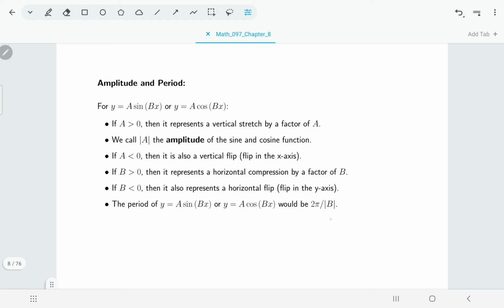Again, just like with period, I'm putting an absolute value on because amplitude, just like period, is a distance. It's the distance from the middle to the top or the middle to the bottom. Either way, distance needs to be a positive number. So if a were negative, I should put an absolute value on it when I say there's my amplitude. It's the absolute value of a.